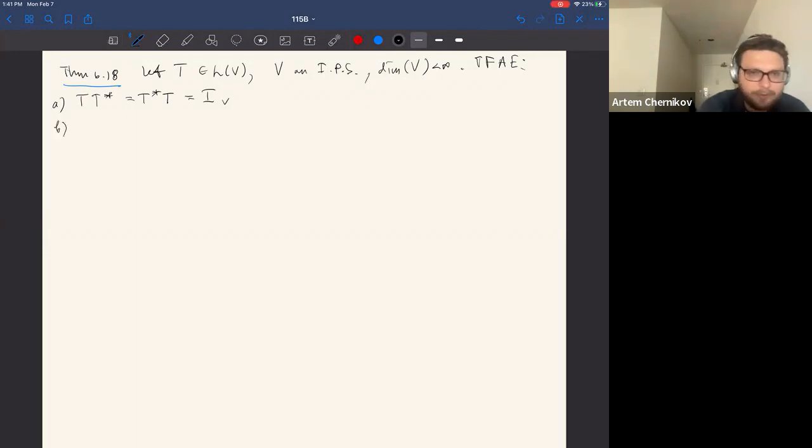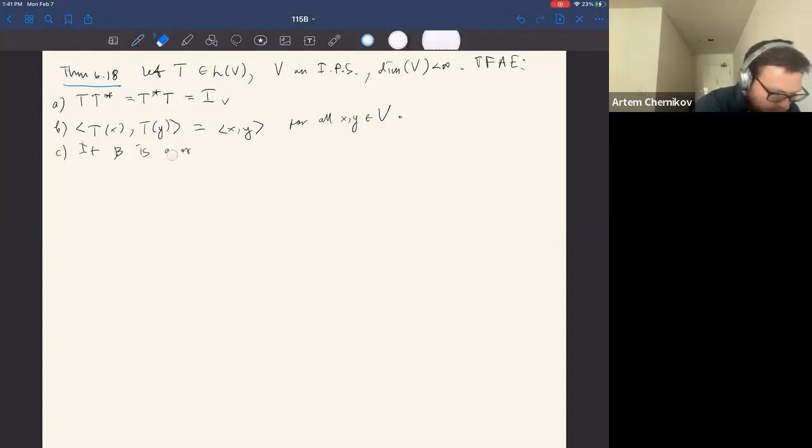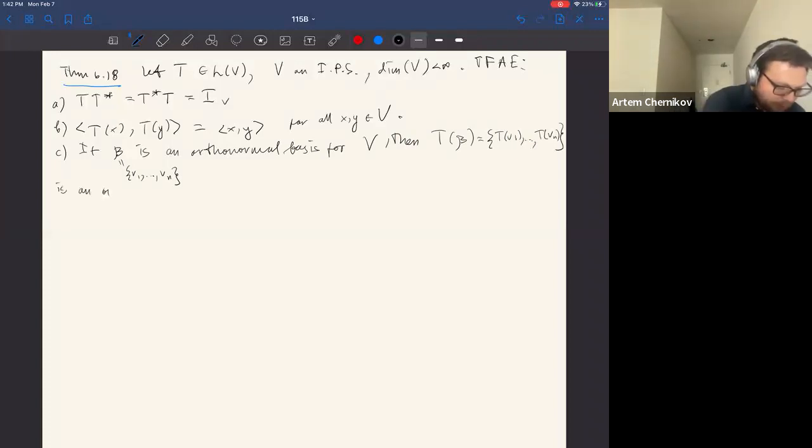We have the second property, B: the inner product of T of x with T of y is the same as the inner product of x and y. So if you apply T to both coordinates, the inner product doesn't change. This holds for all vectors x, y in V. The next condition, C: if beta is an orthonormal basis for V, then, remember, if beta consists of the vectors v1 through vn, then T of beta denotes the set of vectors T of v1 through T of vn. So we have that T of beta is an orthonormal basis for V.